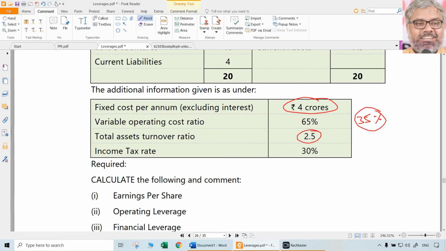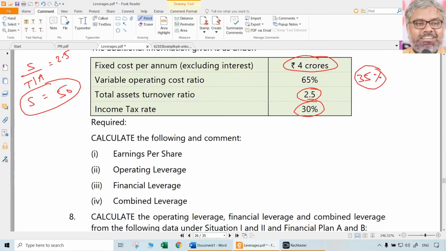We should know the formula for total assets turnover ratio: sales divided by total assets. That is 2.5, which means sales will be how much? 2.5 times total assets. 2.5 times 20 will be 50. So sales are 50 crores. That is an indirect piece of information that is given. Income tax rate is 30%. Compute what? EPS, operating leverage, financial leverage, combined leverage.